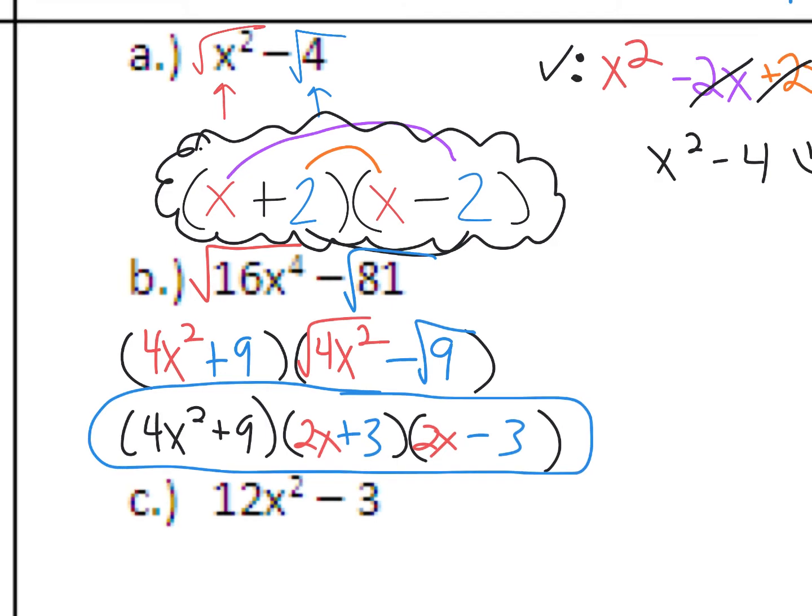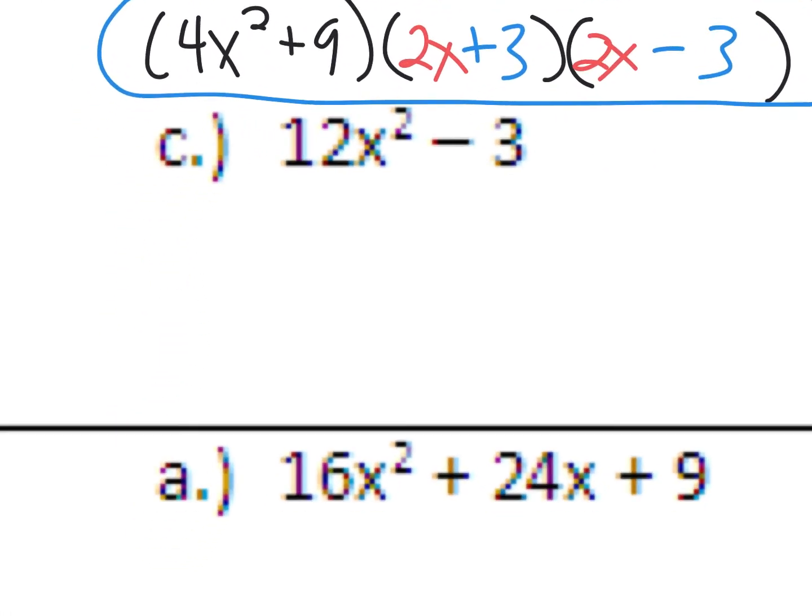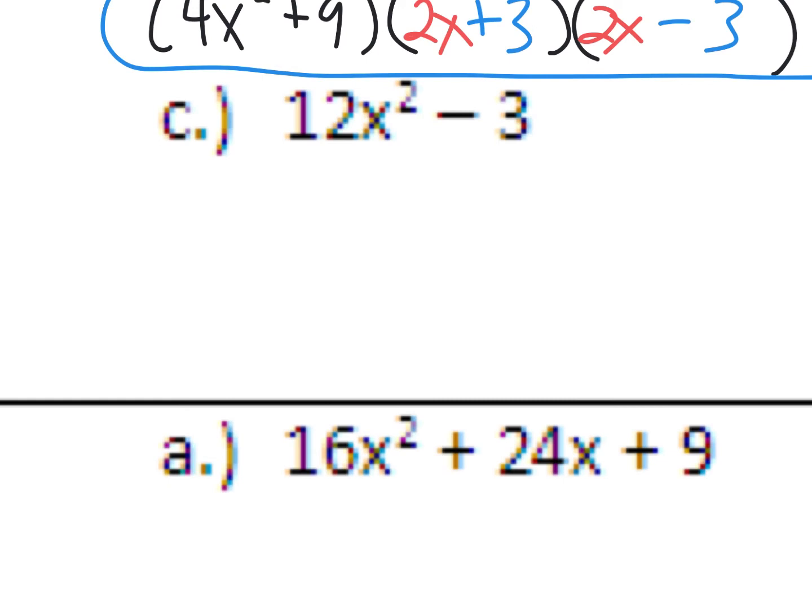Alrighty. Last new one of these, and then we have our last case for the square root method. All right, part C, we got 12x squared minus 3. You're probably looking at that like, what the heck, Mrs. Lucas? Those aren't perfect squares. So now what do you do? Yeah, GCF first. I'm going to do that. 12 and 3 have 3 in common, right?